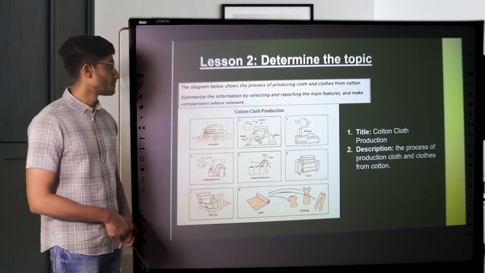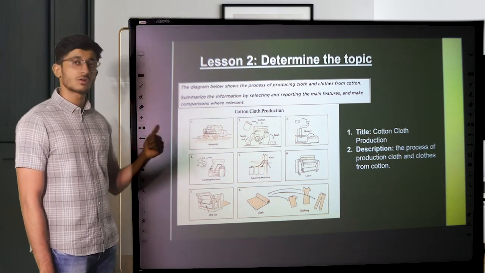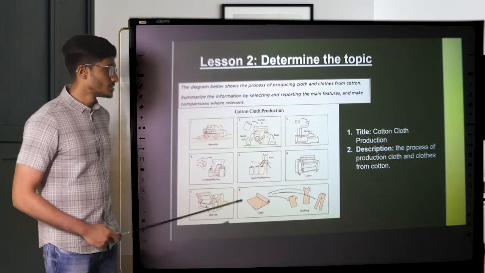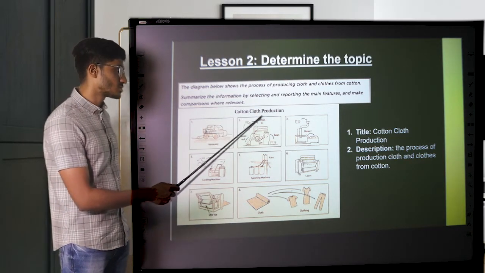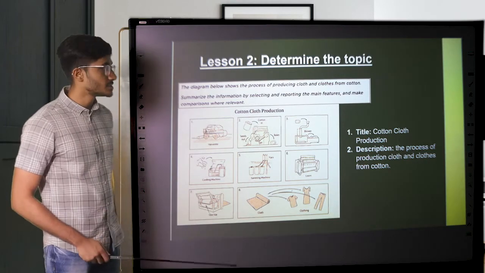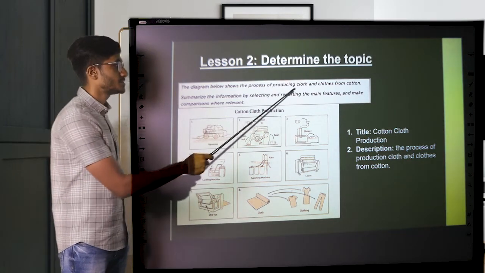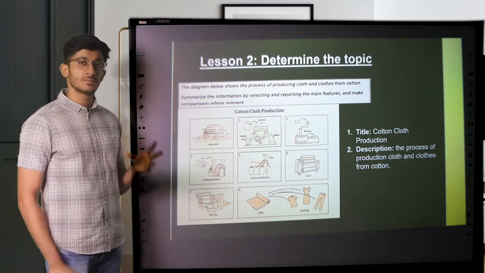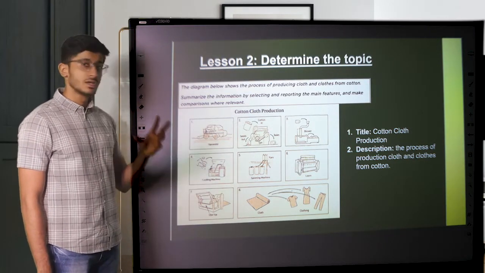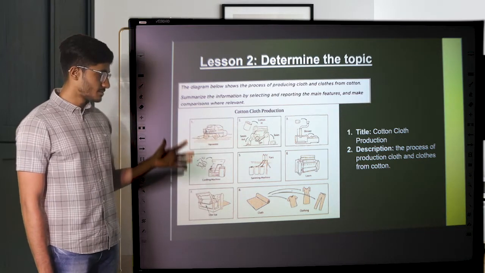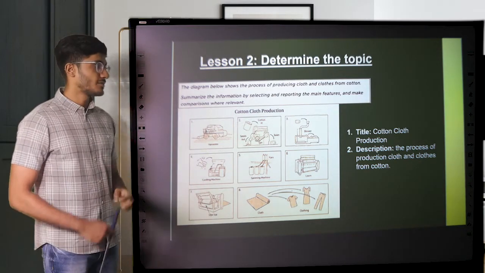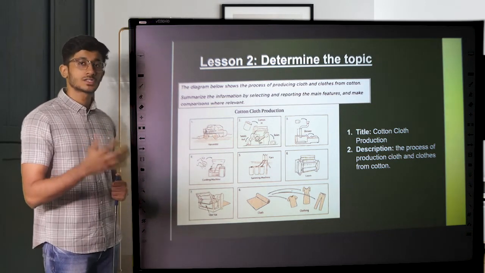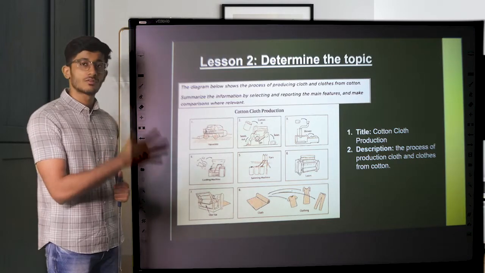Let's look at another example. So here, as you can see, remember the cotton cloth diagram that I showed you? So here, let's break it down. So the title, as we already know, is the cotton cloth production. And the description is basically the process of producing cloth and clothes from cotton. So these two pieces of information alone give you a whole image of what the process diagram is about. So if you ask yourself what the process diagram is about, this diagram is about the production process of cotton cloth from cotton.